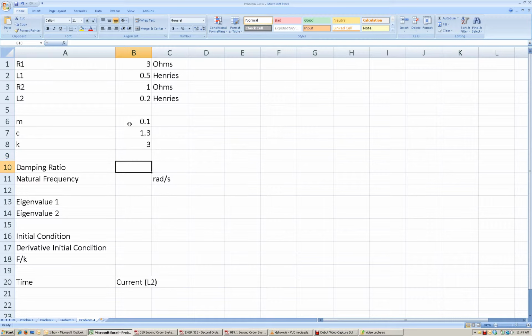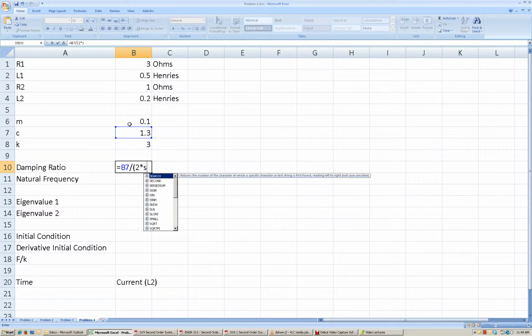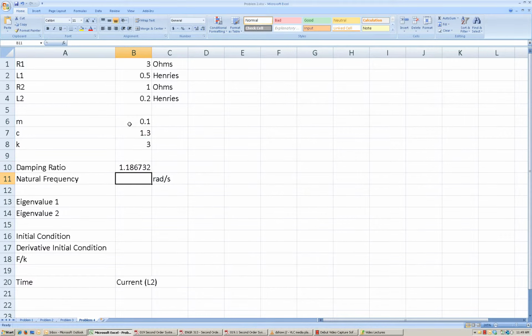Okay, from that I know that the damping ratio is given by the constant C divided by 2 times the square root of m times k. When I do that product, I get a damping ratio of 1.18 or 1.19, so I know that the system is overdamped. Because I know that the system is overdamped, I'm also going to try to get the natural frequency of the system to find my eigenvalues.